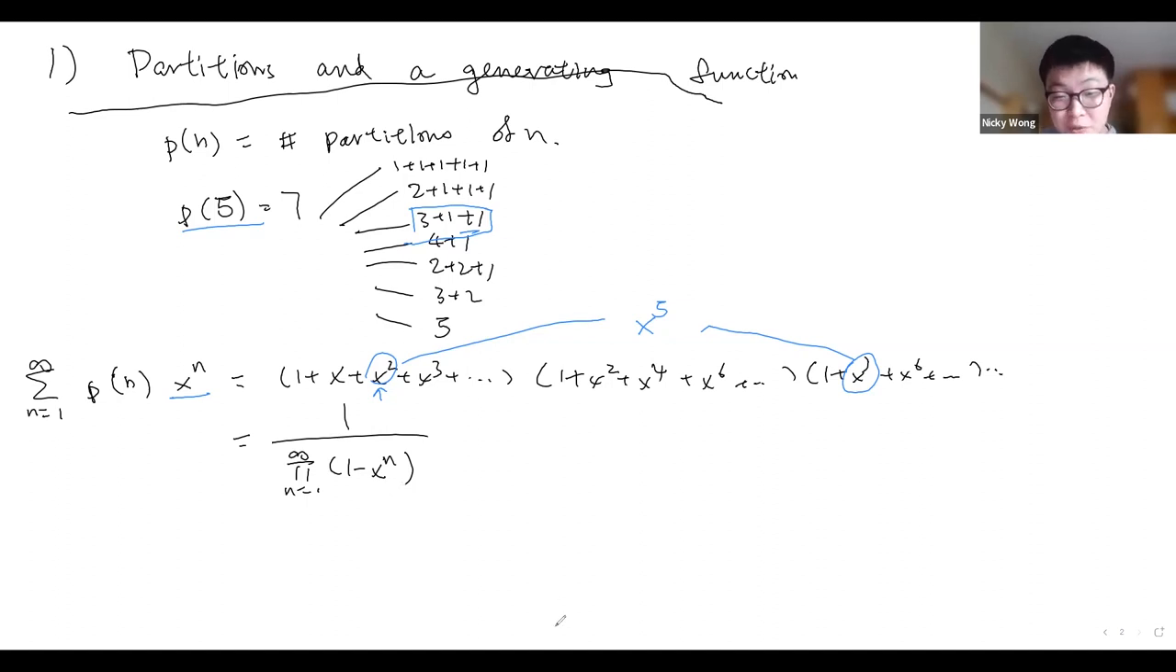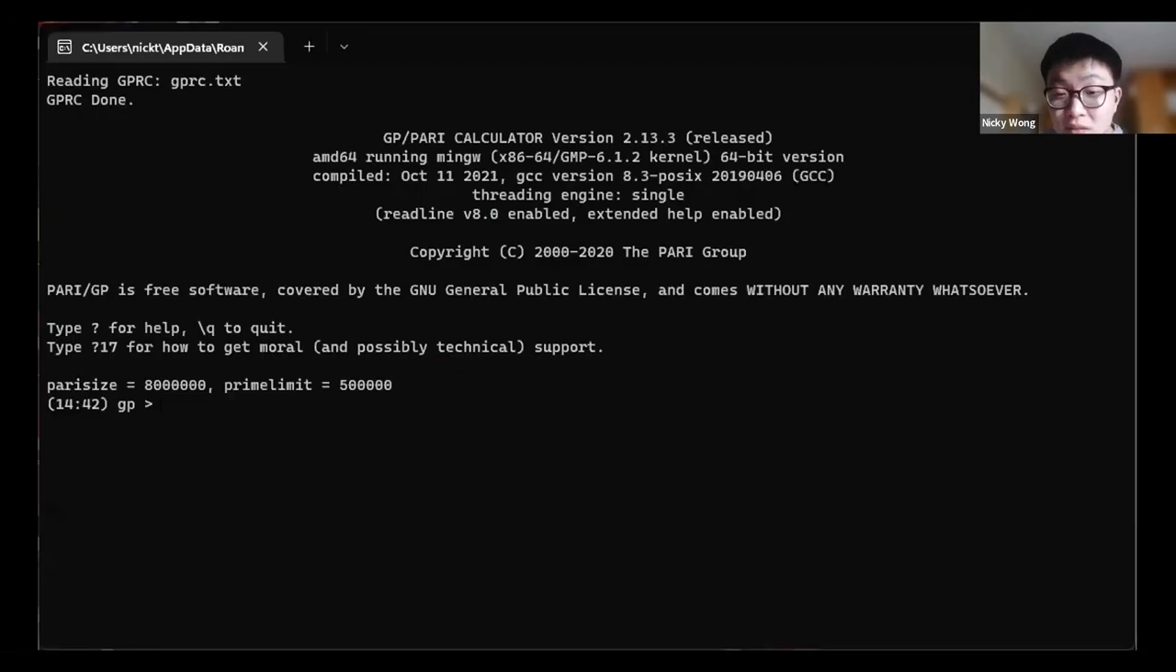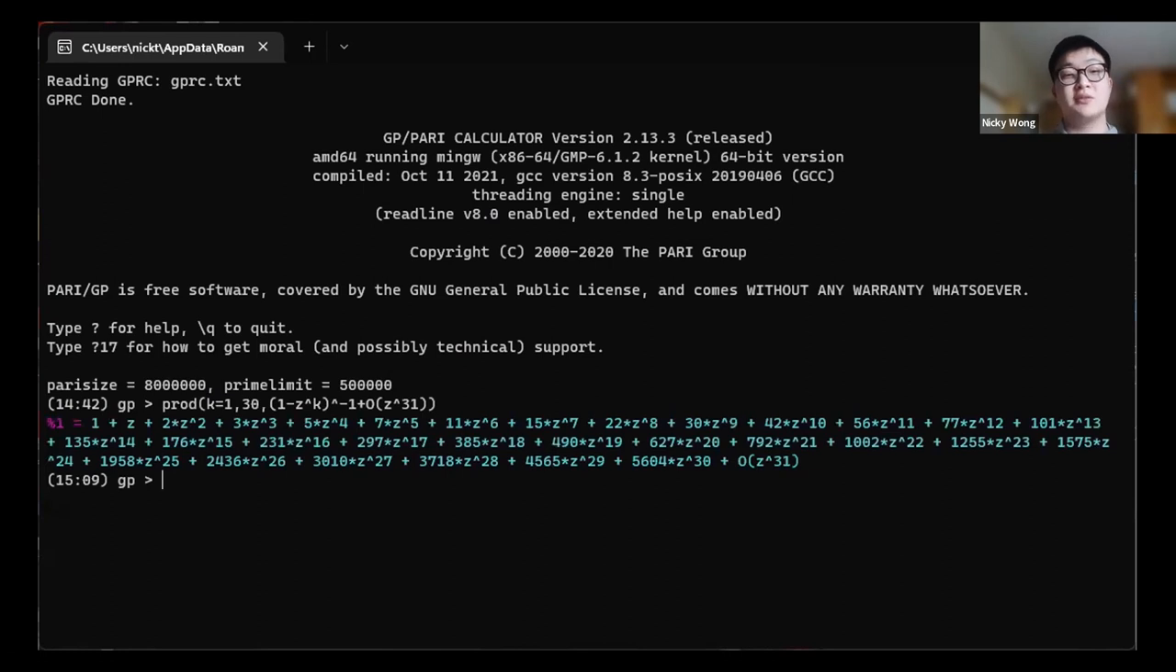But I can actually show you on a program that I can show this. So let me get this out. So I can do the same thing, and I can get the infinite series up to z to the 30. And when I put this out, you can see the coefficient of z to the n is P(n). And you can see that it grows quite rapidly. For example, P of 30 is 5,000 and something.